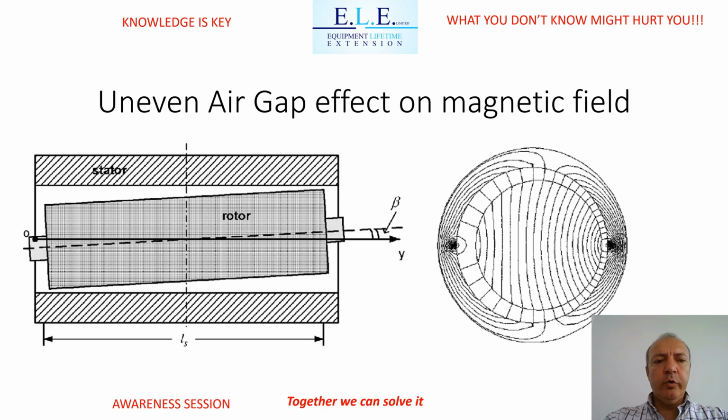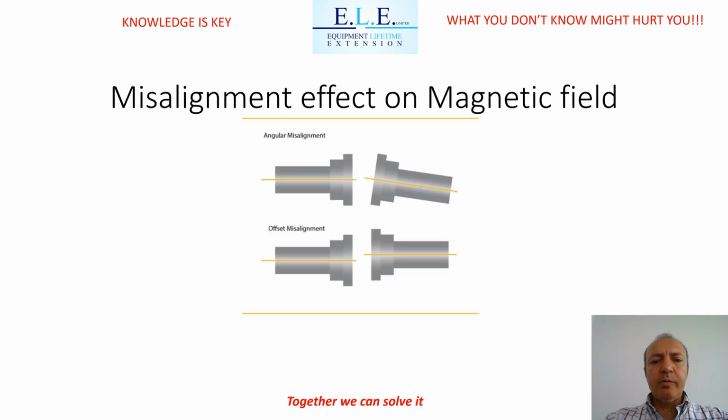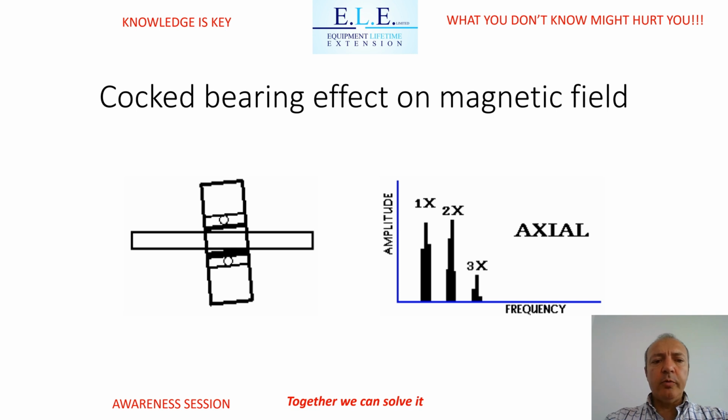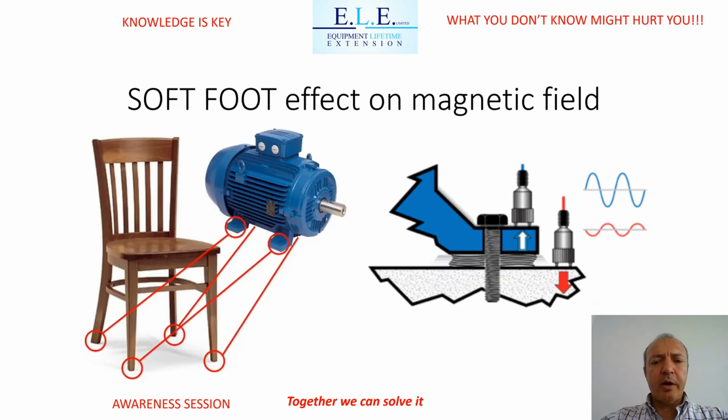Until now, we were talking about stator problems, but what are other mechanical problems that can lead to uneven air gap? The first problem to search for is misalignment between motor shaft and driven equipment shaft. The second problem is called cocked bearing, which is another type of misalignment, creating uneven air gap between rotor and stator. The third problem is soft foot.